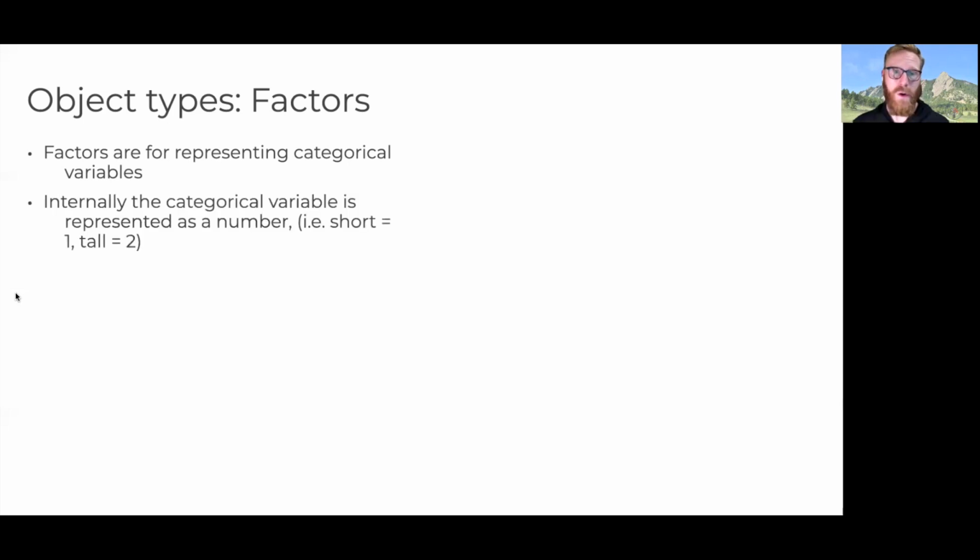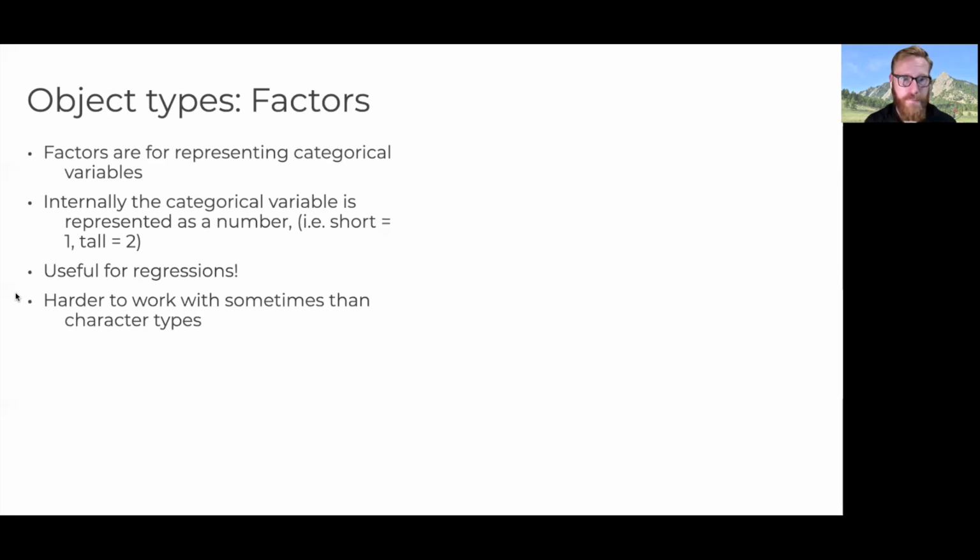Internally, R represents the factor as a numeric value. Let's say our categories are short and tall. Short will be represented by 1, tall will be represented by 2. And this is useful because if you have a really large array of character vectors, it takes up less space to store numeric values than it takes to store character values. It's also really useful for regressions. It's a bit harder to work with sometimes than character types.